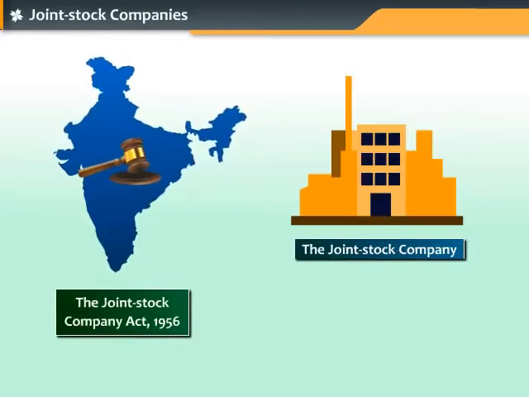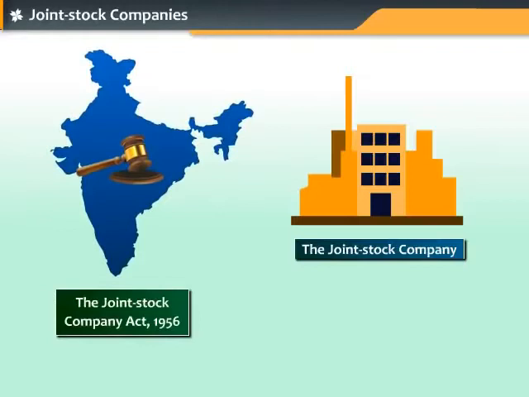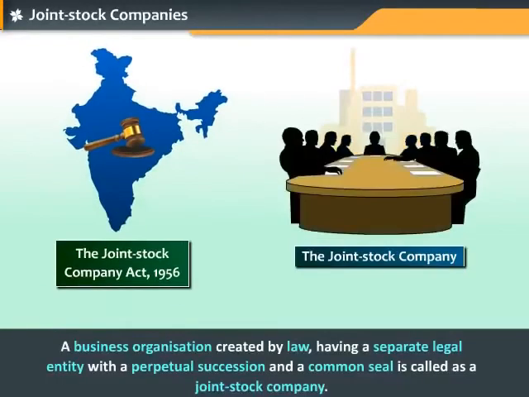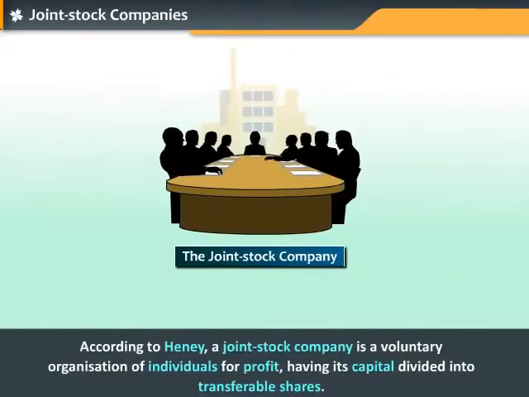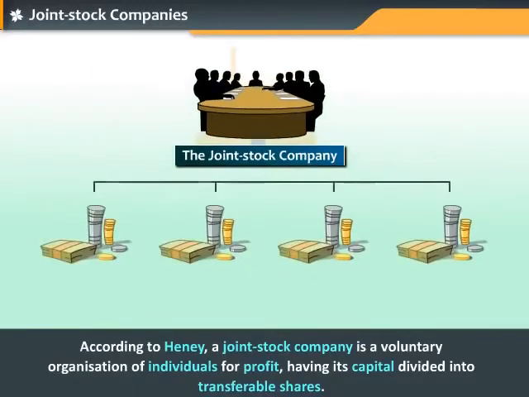The Joint Stock Companies Act was enforced in India in 1956. According to this Act, a joint stock company is defined as a business organization created by law, having a separate legal entity, with a perpetual succession and a common seal. Haney defines a joint stock company as a voluntary organization of individuals for profit, having its capital divided into transferable shares.